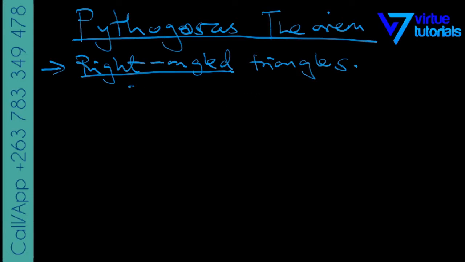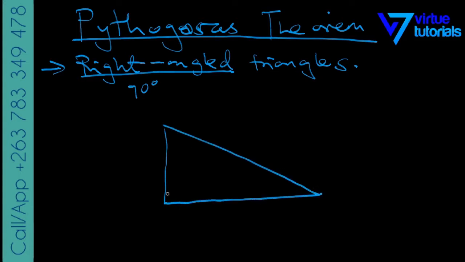A right angle is an angle of 90 degrees. So if you encounter a triangle with 90 degrees, then Pythagoras theorem applies. If you come across a triangle without a 90-degree angle, then Pythagoras theorem does not apply. In a typical right-angled triangle, we have a little square in the corner. This little square shows you where the right angle is. So this is the 90-degree angle.